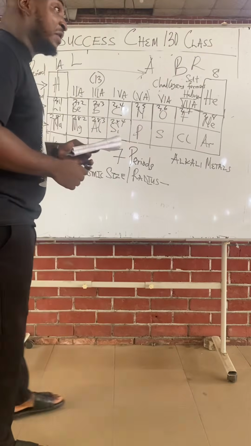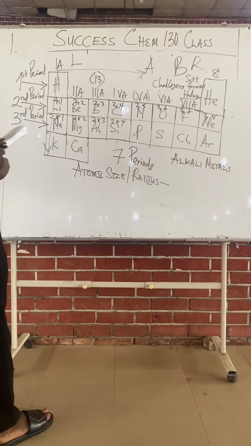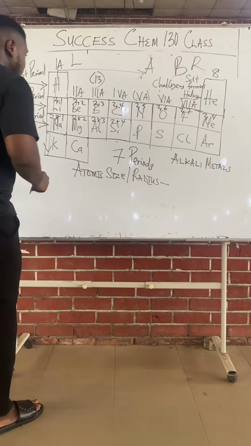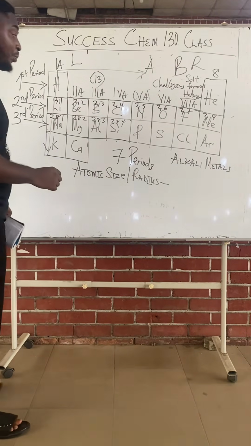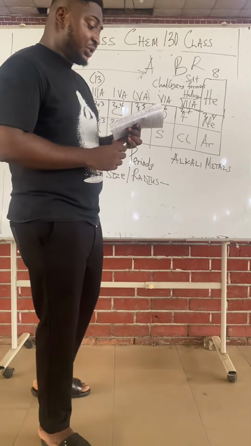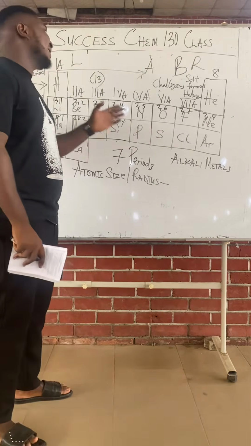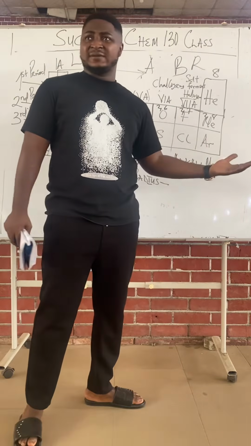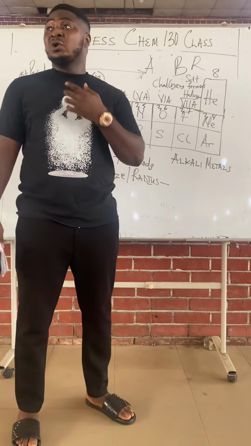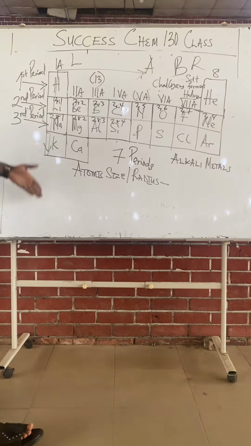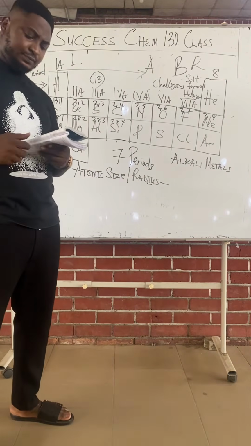Atomic size or radius increases down the group, but what? Reduces or decreases across the period from left to right. Class, from left to right, the atomic size is reducing, but down the group it is what? Increasing.